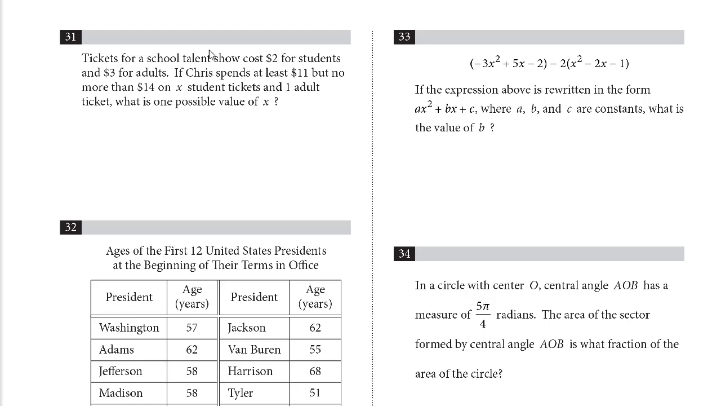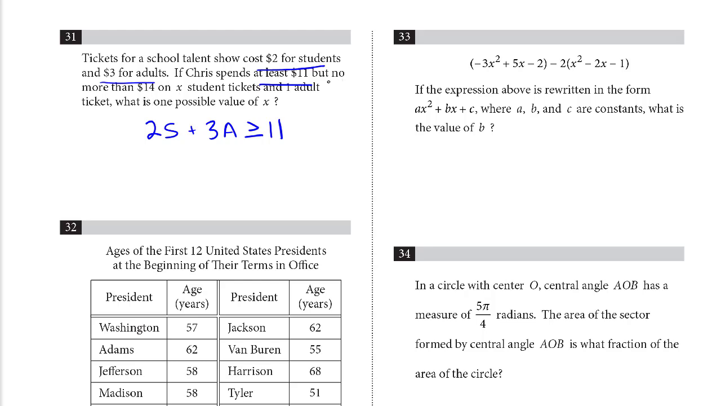Okay, tickets at a school talent show cost $2 for students, $3 for adults. So it's 2 times the number of students plus 3 times the number of adults. If Chris spends at least $11, that's greater than or equal to 11, but no more than 14.